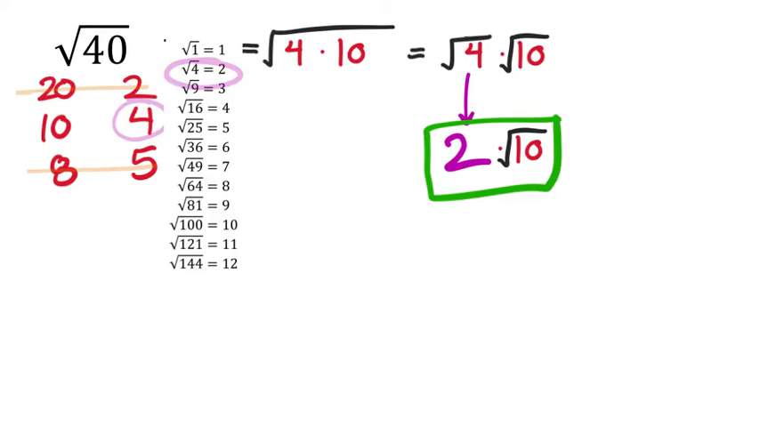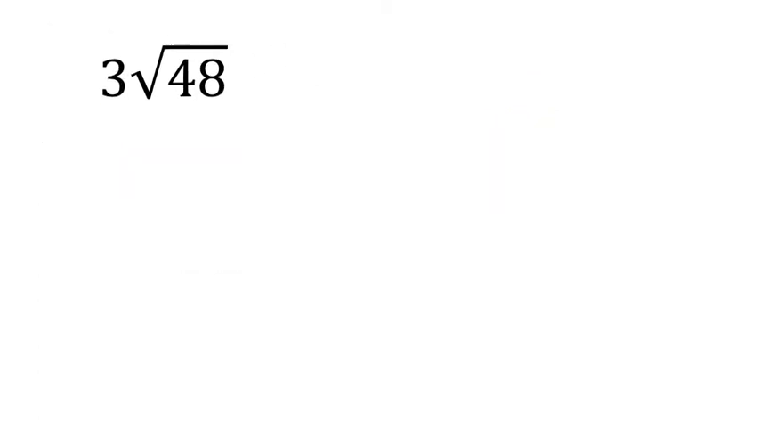So I use this perfect square method, but you can use the prime factorization method if you prefer it, all right? So how about this one? So remember from this, just like we saw last time, I'm pretty much ignoring the 3 until I finish simplifying the square root of 48.